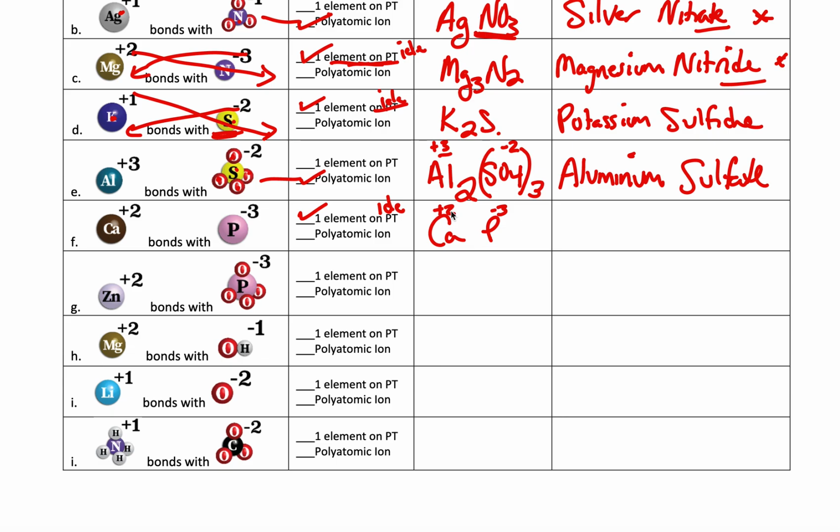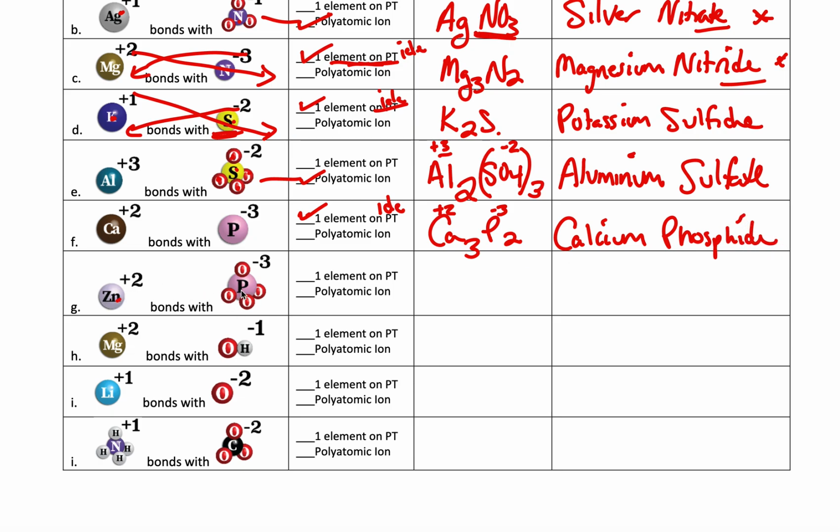Use those to crisscross. The 2 goes here, the 3 goes there. No parentheses because there's no party. It's Ca3P2. This is calcium, and then I get to my anion. It's one boring element on the periodic table, so it's phosphide.